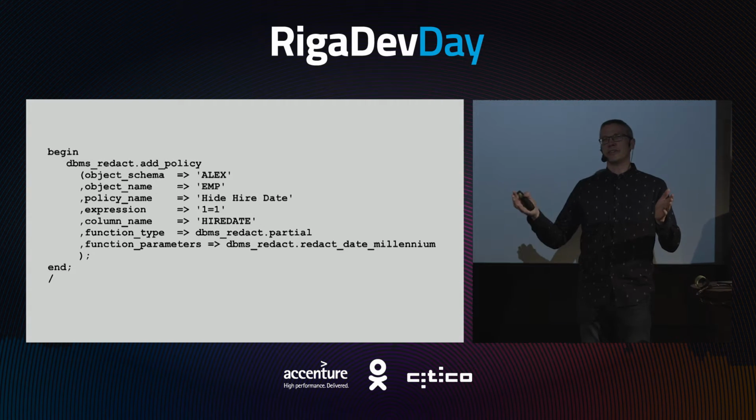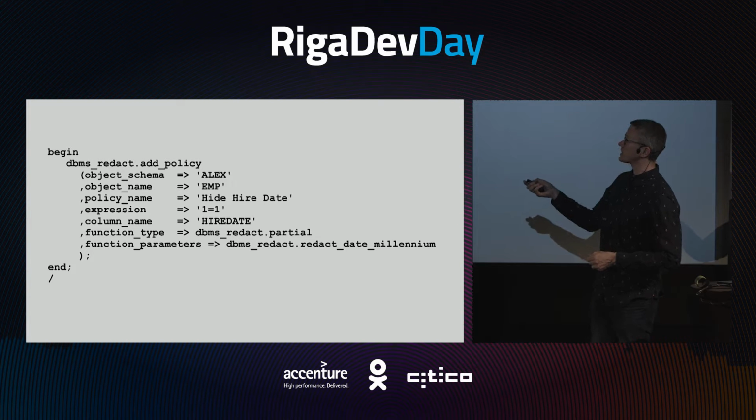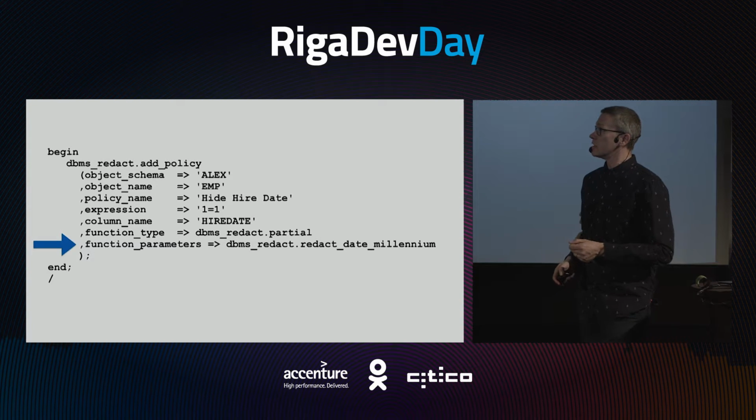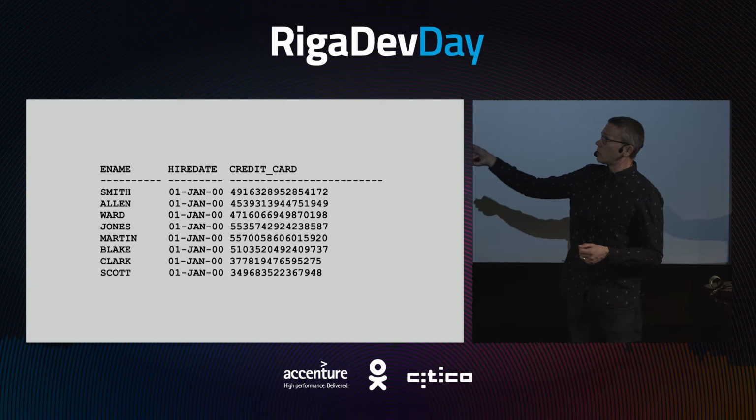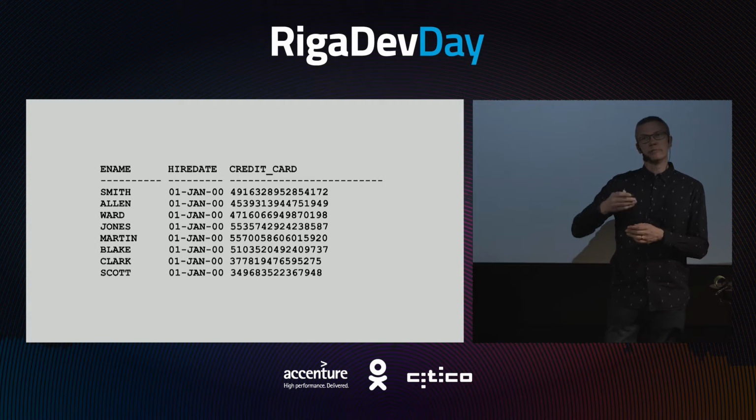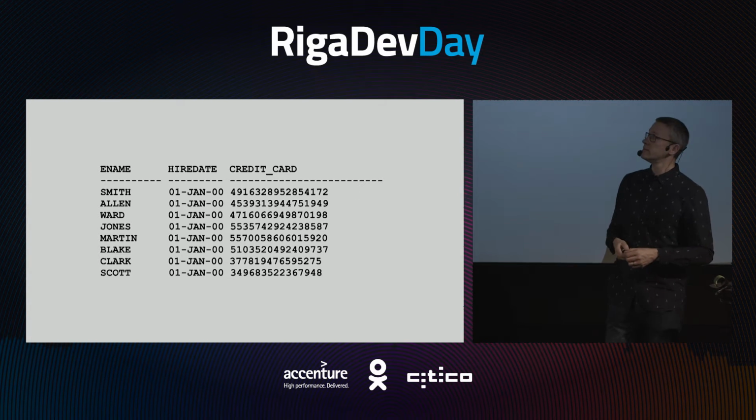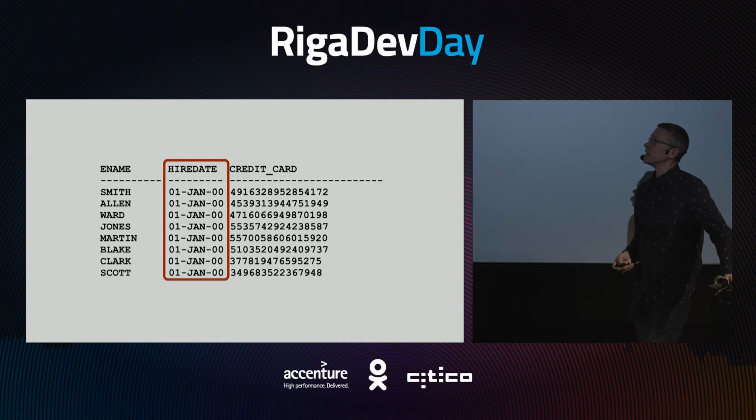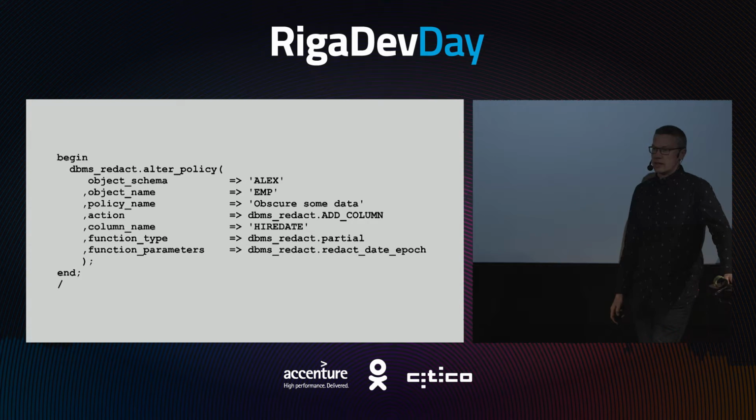Of course, not only on numbers and varchars, but also on dates. You can redact dates to the millennium or the epoch. When querying the data, it will always set the dates back to the millennium. Like birth dates: if people want to hide their birthday, there you go. Oh yeah, to the epoch, of course.